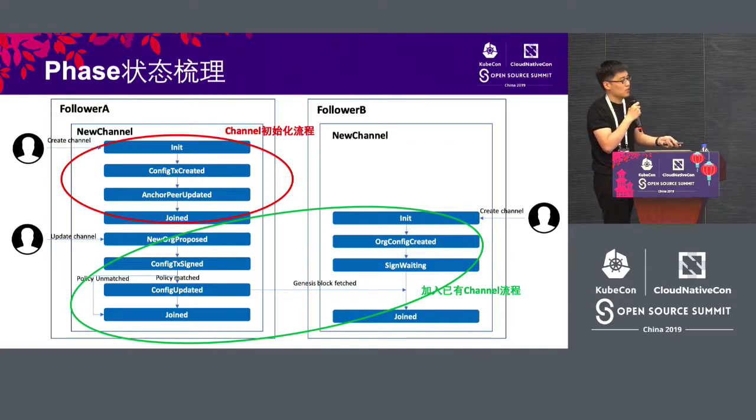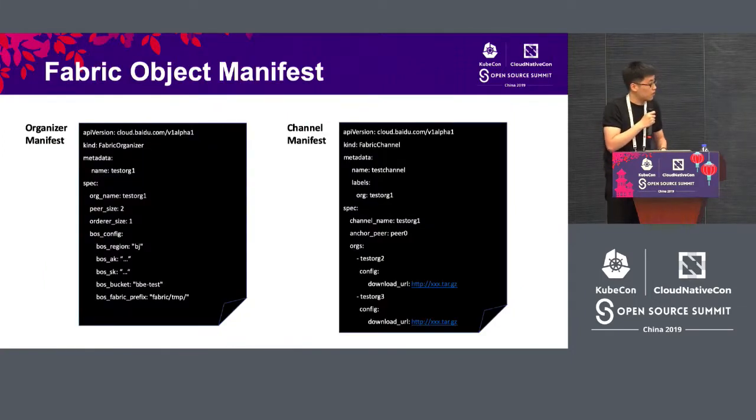After the signature, you would find the channel has been established, and then you will be able to deploy the MSP. So these are the configuration of both objectives. Actually, it's very similar to the native resources. So we need to configure the organizer, and then we can name it, set the number of the nodes, and also the configuration of the bus, which is used for mounting PV.